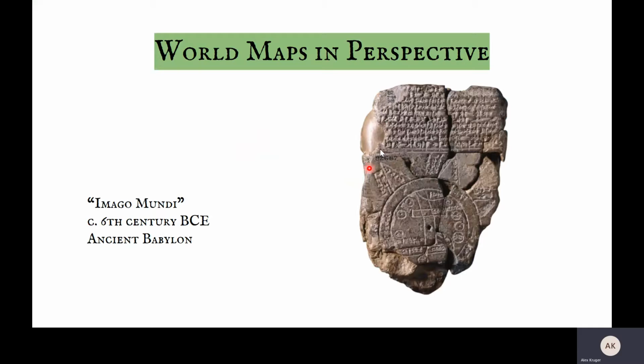So we want to look at world maps in perspective here, how world maps have changed over time. This is probably the oldest map ever that anyone has found. It's not in very good shape anymore, as you can tell. This would have been the 6th century BCE, so 600, 700 years before Christ, or before the Common Era, in ancient Babylon. I don't even know what it's a map of. It looks like crossroads or something. I don't know.